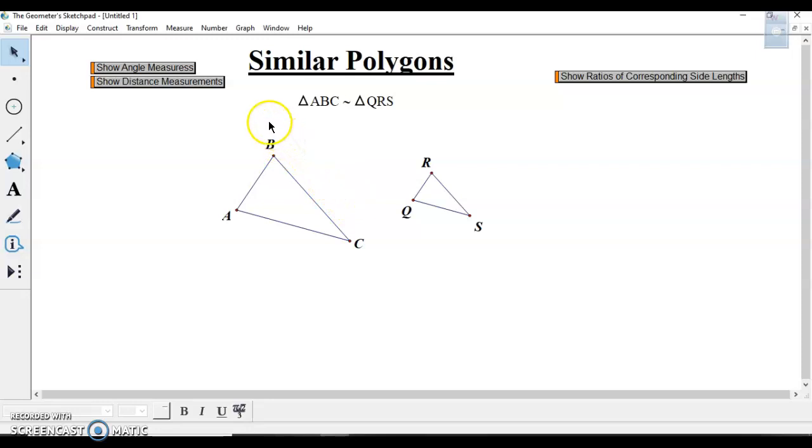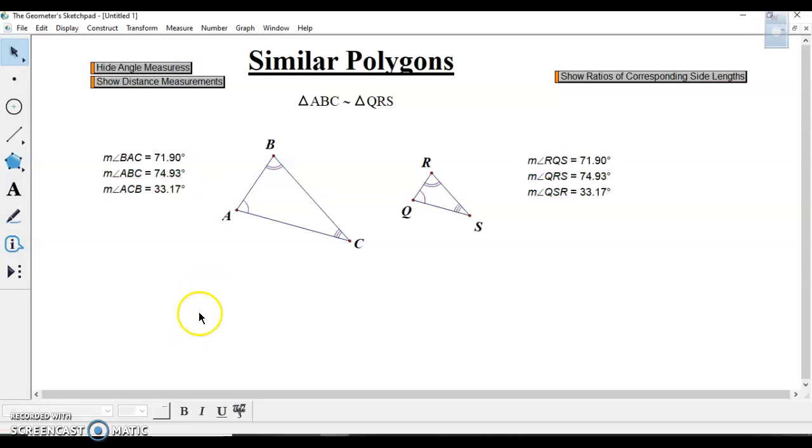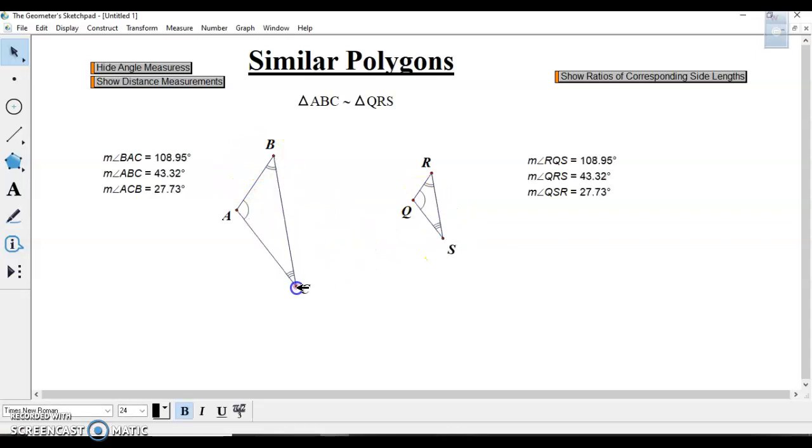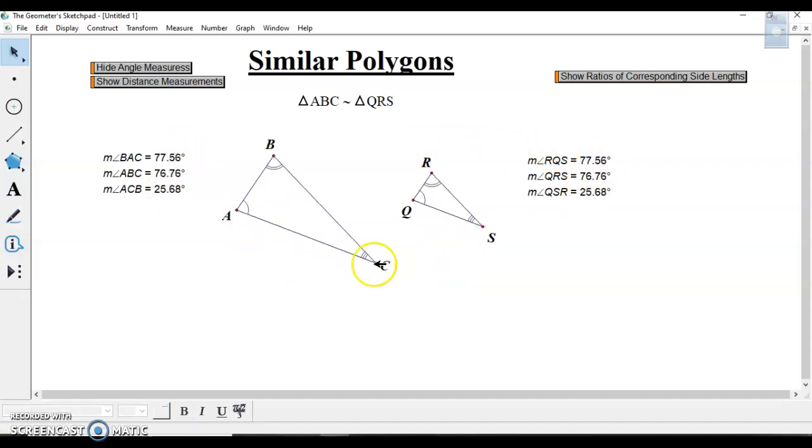Now, one thing you'll notice is when I show you the angle measures, I have a typo here, sorry, I have an extra S. But when I show the angle measures for both these triangles, you'll notice in either triangle, the corresponding angles are exactly the same. They're congruent to one another. And right now, measure of angle BAC right here is 71.9 degrees, and so is the measure of angle RQS, which is this angle that corresponds to it. Now, when I change this triangle, because I made them so they're similar, all three of these angles are congruent to all three of these corresponding angles, and that's part of what makes triangles similar.